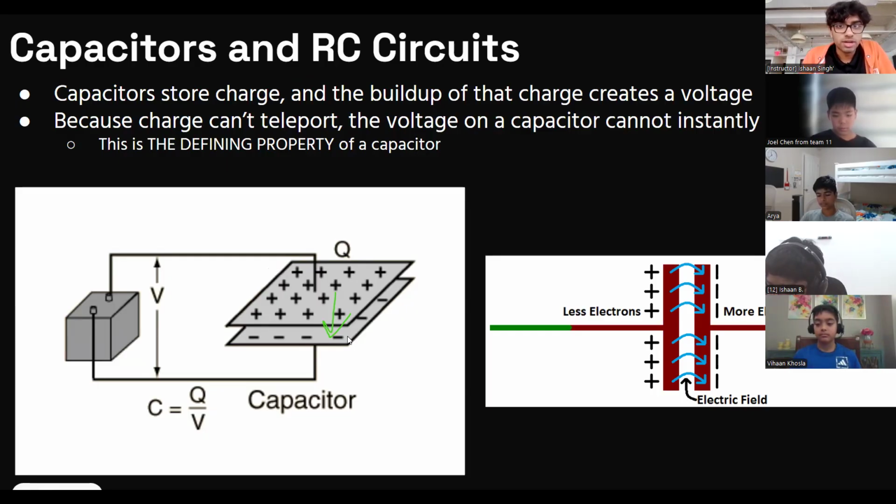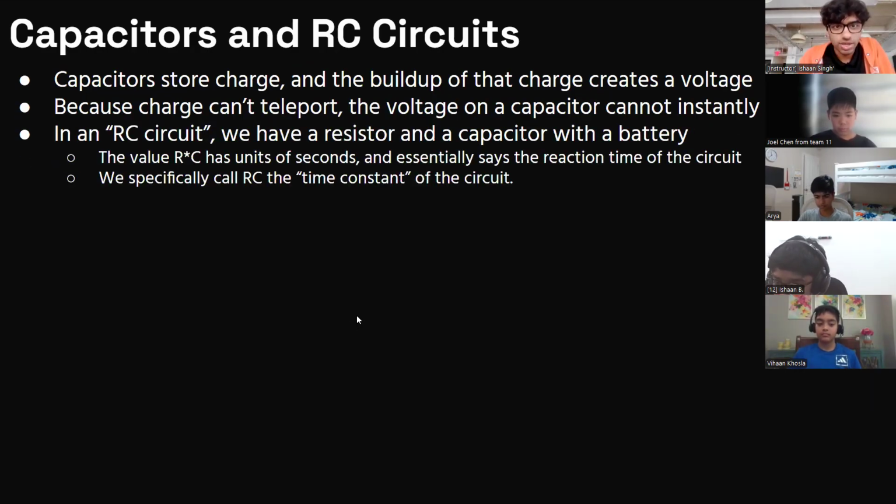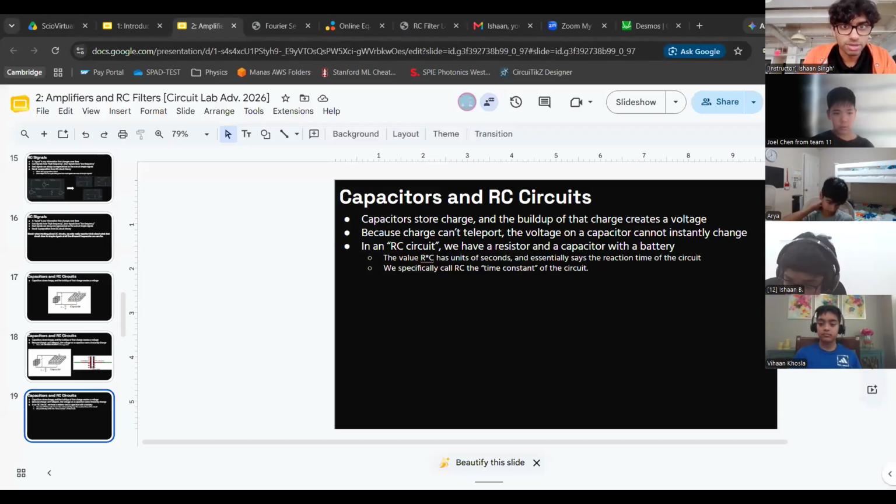Now, in an RC circuit, you have a resistor and a capacitor with a battery. So I'm going to show this in LTSpice actually. So let's go to LTSpice. We're sort of running out of time, but maybe we can do the design thing next time.